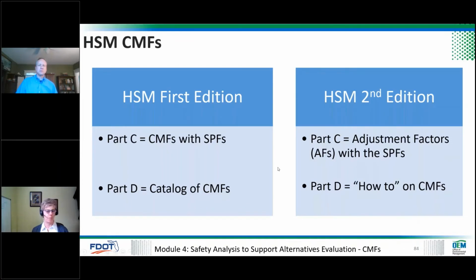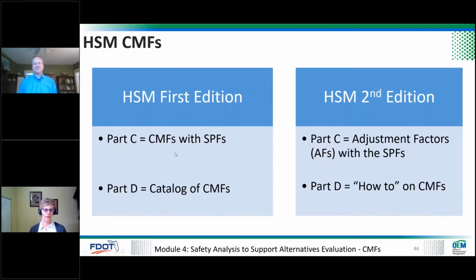Let's see, I probably talked about these slides. So for the HSM, well, critical to the HSM is Part D is that catalog. The next edition will become a how-to, and it's going to be an excellent resource of how to use them, how to estimate them, how to combine them, how to select them. So it's going to be a great resource.